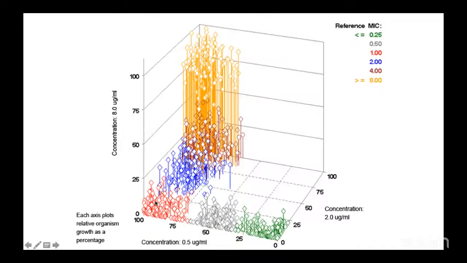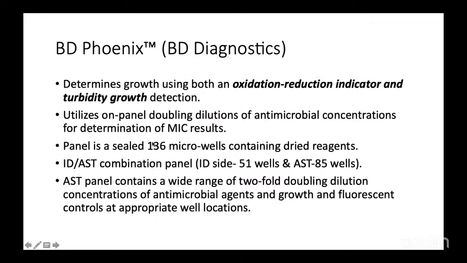Each axis plots the relative organism as a percentage, as to how many you got which would have matched above 8, above 4, and above this. And then it calculates the MIC from this plot.